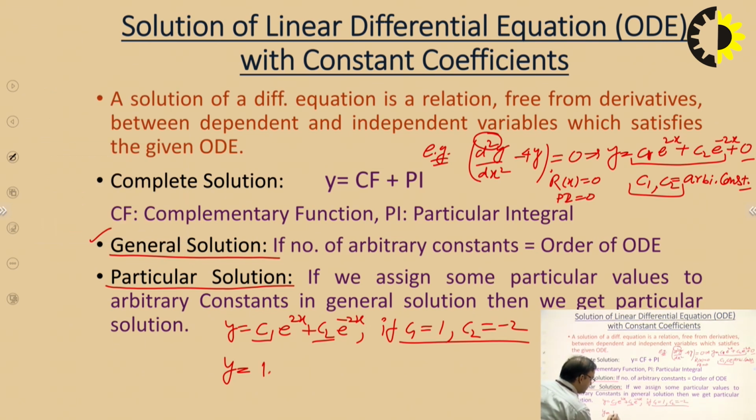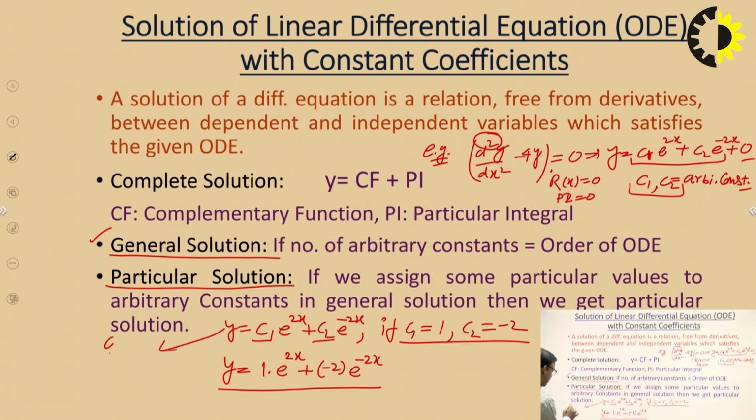It is 1 into e raised to power 2x plus minus 2 e raised to power minus 2x. So this will become the particular solution. Here you can say that this was the general solution and this is the particular one for the same equation.